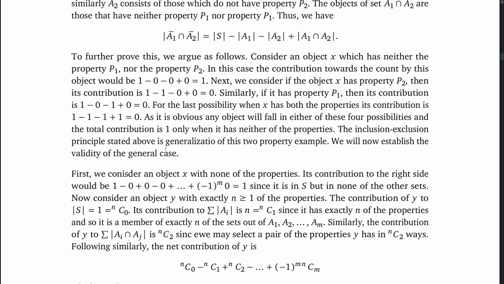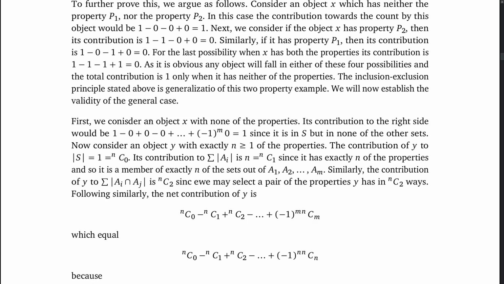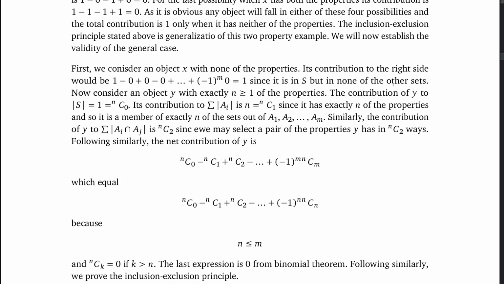The inclusion-exclusion principle stated above is a generalization of this two-property example. We will now establish the validity of the general case. First, consider an object x with none of the properties. Its contribution to the right side would be 1, since it is in S but in none of the other sets.